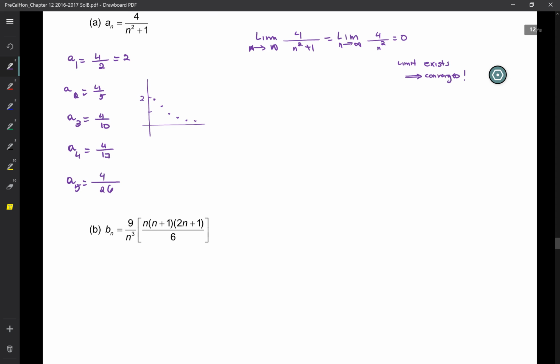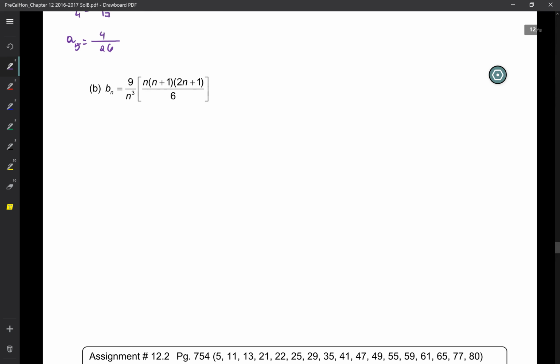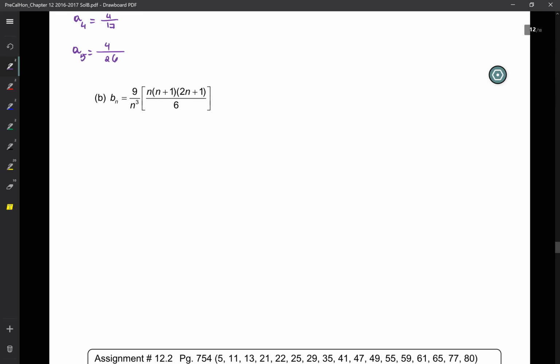Questions? All right, let's do the same thing here. I'm not going to plug in values. That's just crazy. Okay? So let's find the limit as n approaches infinity of 9 over n cubed, n plus 1, 2n plus 1, 6. Okay, now what is the term with the highest power on the top?